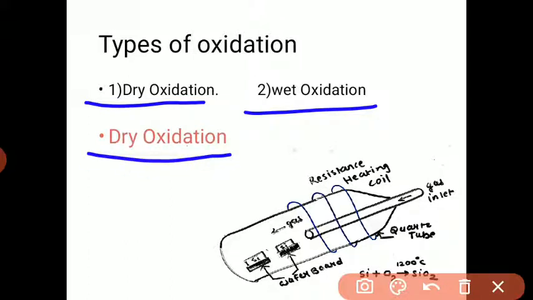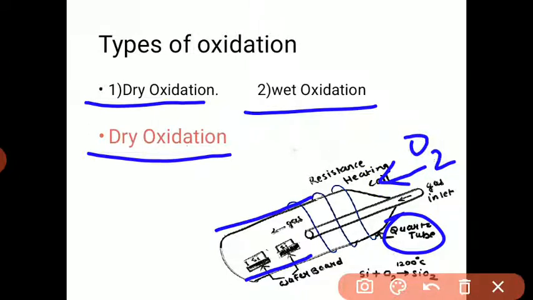In dry oxidation, we have our quartz tube. So this is our quartz tube. On the other side, we have our gas inlet tube. So by this, we can provide an oxygen source in the form of gas to this particular quartz tube. Here we have our wafer board on which we put our silicon wafer. To provide a sufficient temperature, we use a resistance heating mechanism.